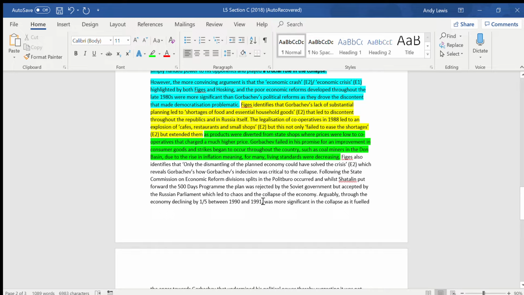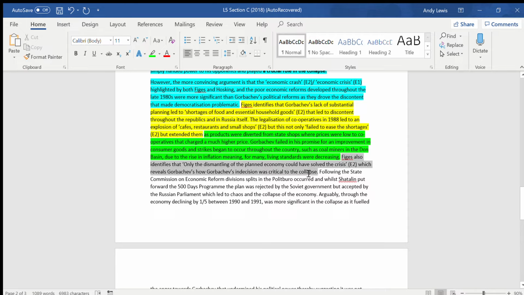As products were diverted from state shops where prices were low to cooperatives that charged a much higher price, Gorbachev failed in his promise for an improvement in consumer goods, and strikes began to occur throughout the country, such as coal miners, due to the rise of inflation, meaning for many living standards were decreasing. Really good. So now what they're going to do, they're going to identify something else.